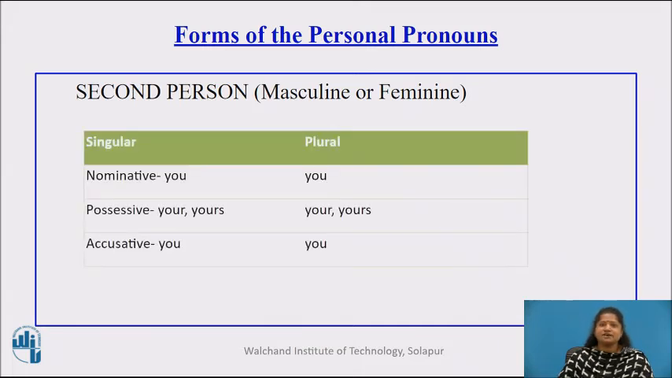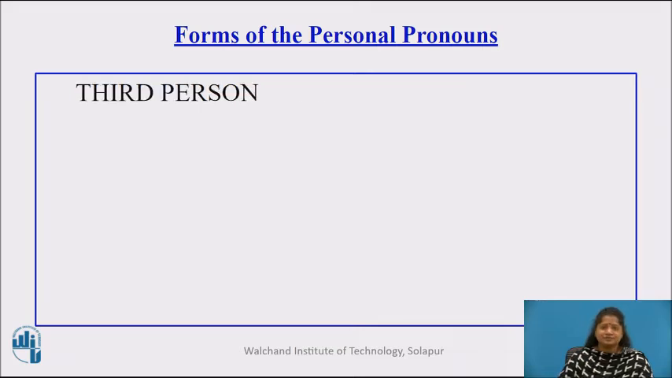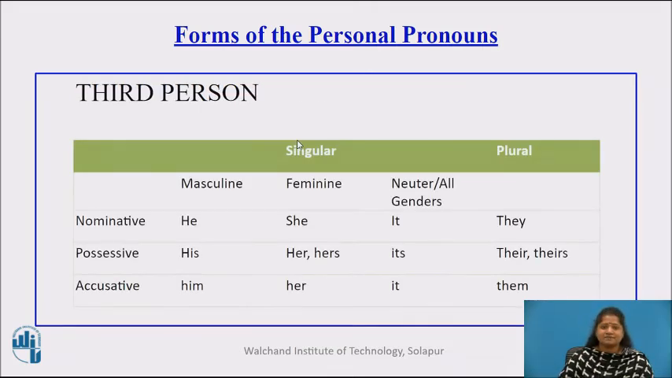Second person, masculine or feminine. Nominative, singular is you and plural you. Possessive, your or yours. Plural is also your and yours. Accusative, second person, singular is you and plural is also you. Now let us learn the forms of the third person personal pronouns.